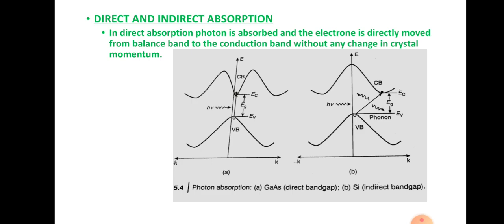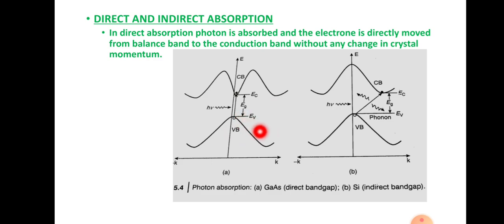And next is direct and indirect absorption. In the case of direct absorption, the condition is that the valence band maxima comes exactly below the conduction band minima. So in that case, direct absorption takes place. In direct absorption, the photon is absorbed and the electron is directly moved from the valence band to the conduction band without any change in crystal momentum.